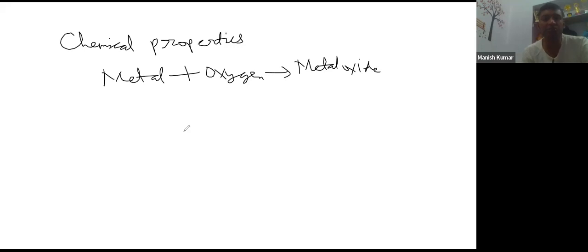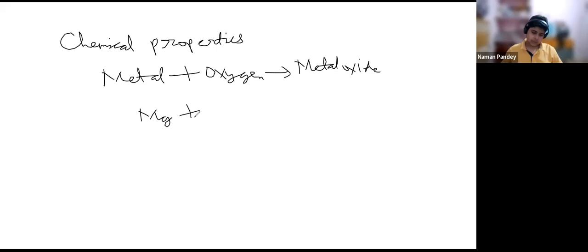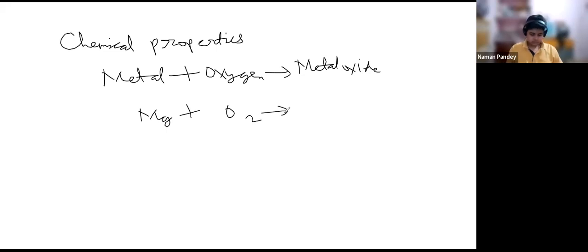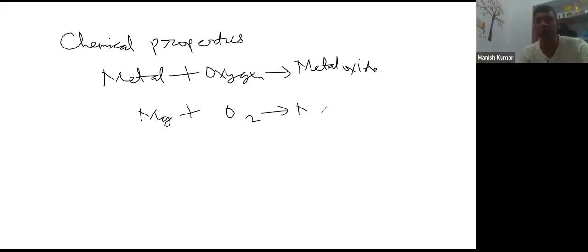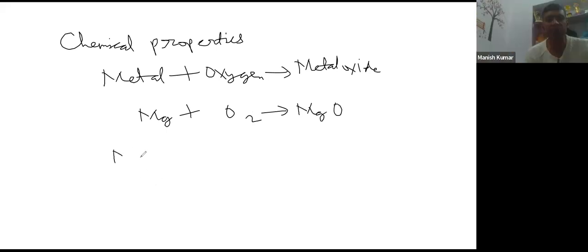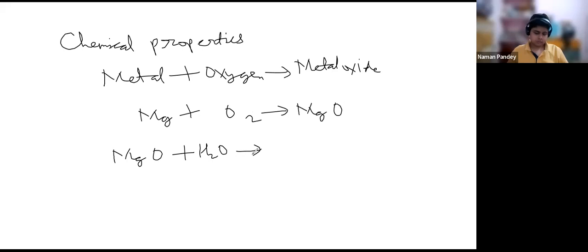Like magnesium is a metal, Mg. Mg stands for magnesium. Magnesium plus O2 will be written as what? Magnesium oxide, that means MgO. Now, if this MgO reacts with H2O, that is water, then it will give magnesium what? Hydroxide, that is Mg(OH)2.